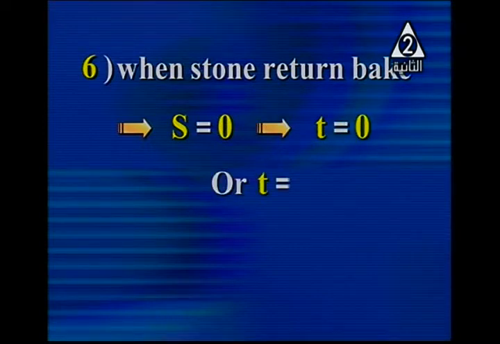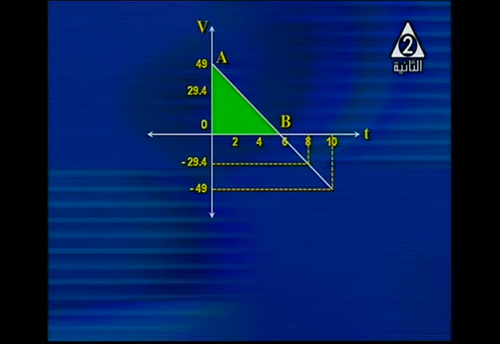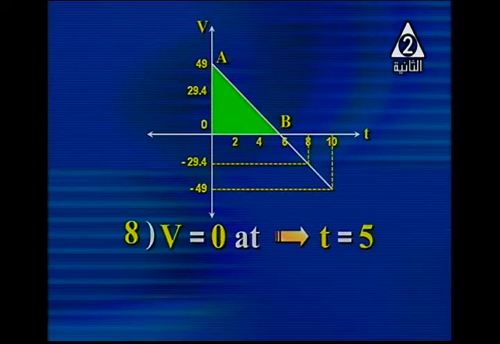When the stone returns back, s equals 0, so t equals 0 or t equals 10, and v naught equals 49. Look, dear student, at the opposite figure. It represents the velocity. When t equals 0, the particle's velocity is 49, and v equals 0 at t equals 5.